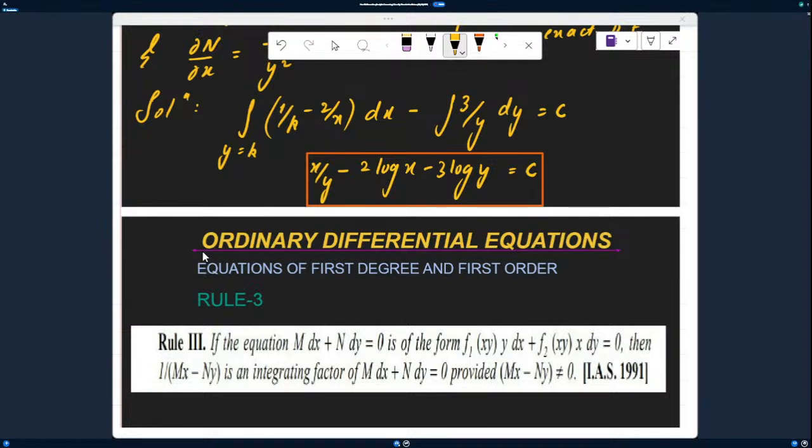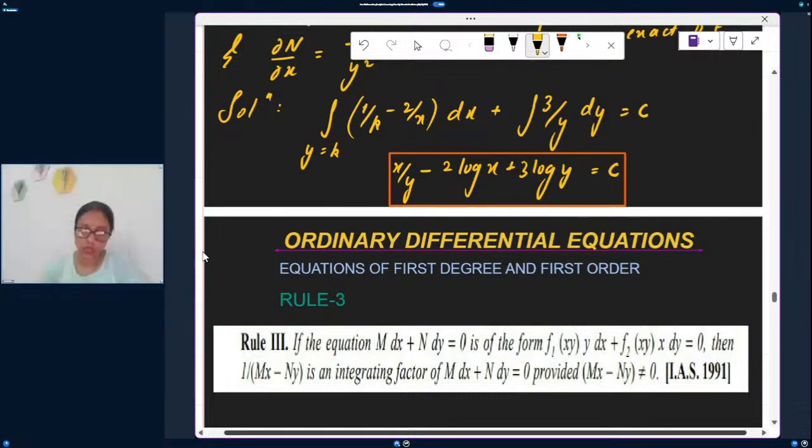Yes, beta, that is plus. That plus is from the question itself.